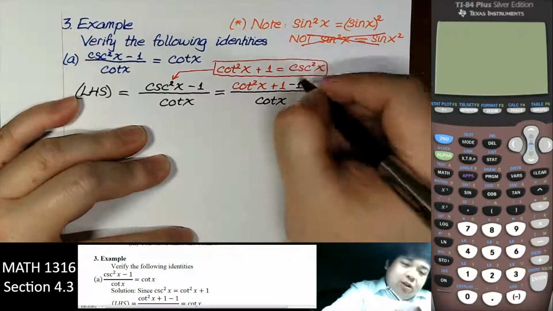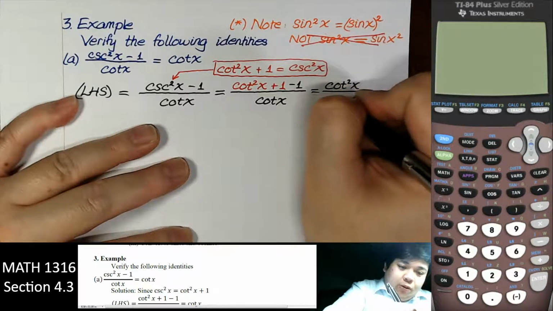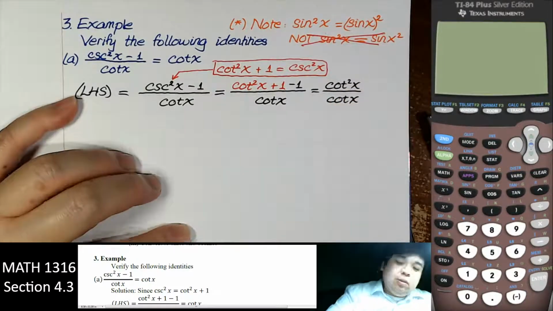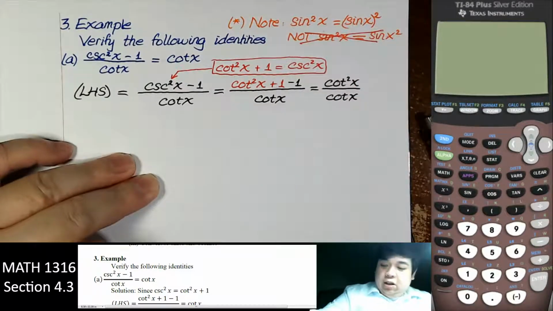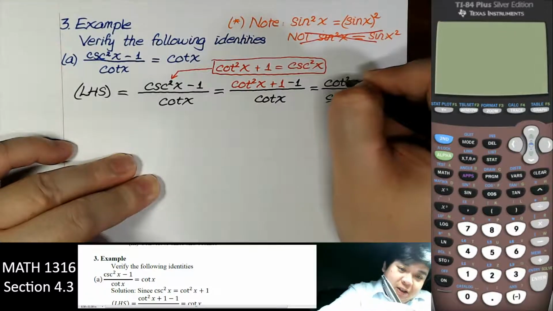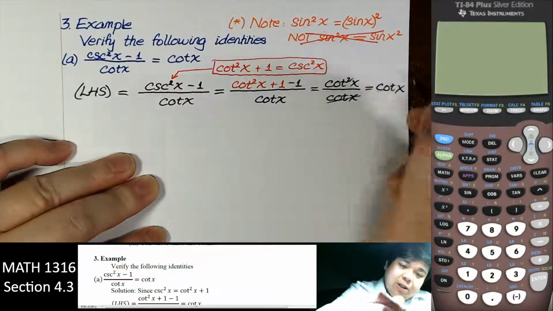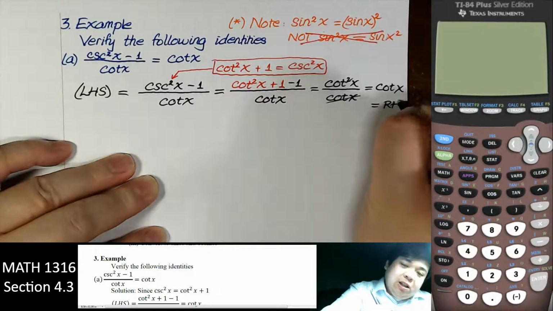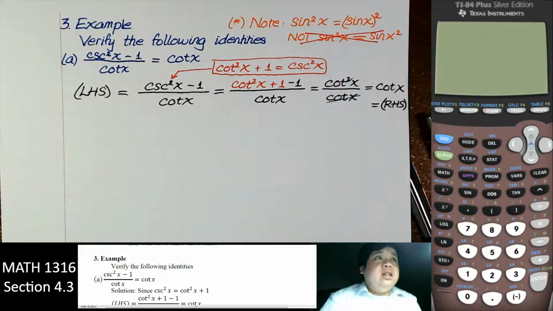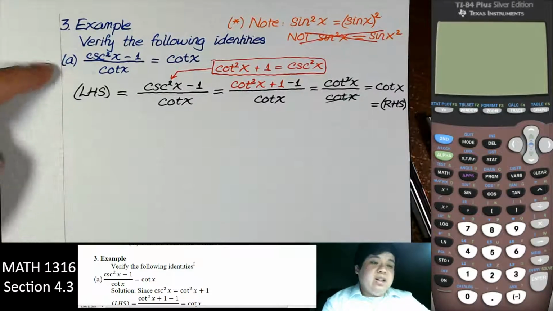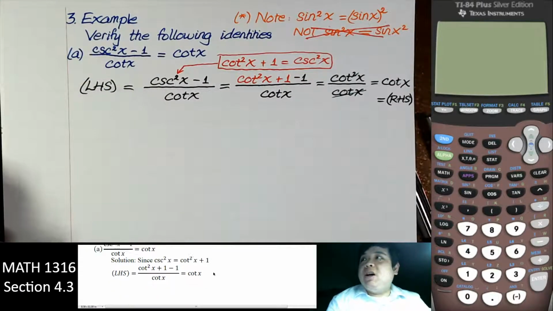One and 1 cancel out. We have cotangent square over cotangent x, and the square meaning the square on the outside. So we can cancel with one of them. And we just have cotangent of x. And that is equal to the right hand side. Right, so that is proof of an identity. That's what we use. Usually we go from the more complicated side to the similar side.